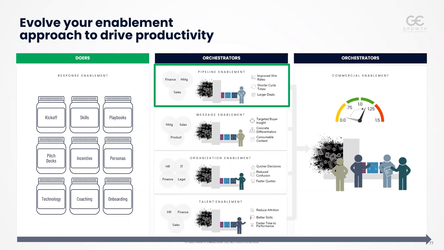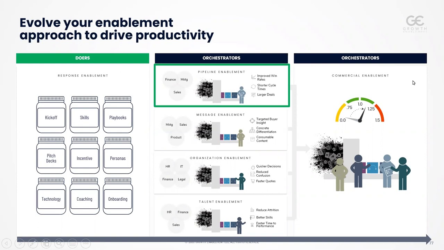what you're going to find is these pockets of mason jars and activities cluster around these areas that we've referred to before. So instead of trying to deal with all of the different mason jars and creating your own mason jars yourself, figure out ways to orchestrate. Do you orchestrate around pipeline enablement? What are the combination jar services that you need? How do you work with finance and marketing and sales to improve win rate, drive shorter deal cycles and larger deal sizes? What are the combinations of those jars? How do you configure them together? Ultimately, as you get more of these orchestration elements right, you can start moving to a commercial ratio.